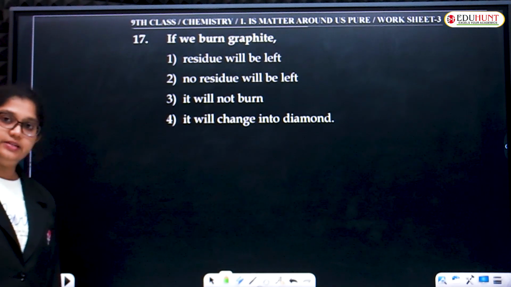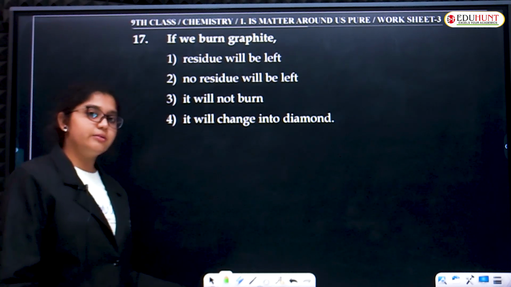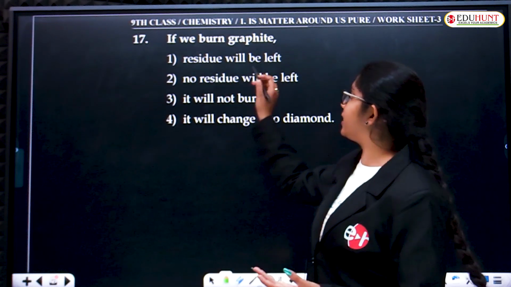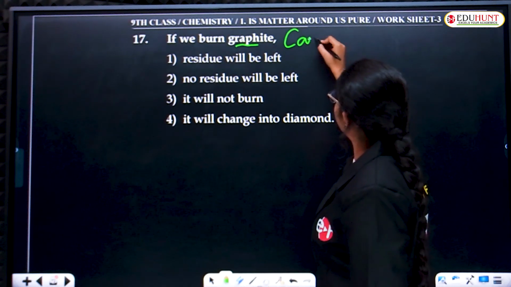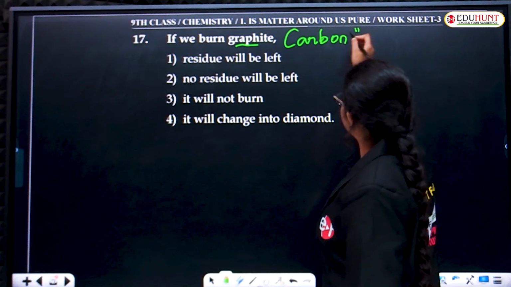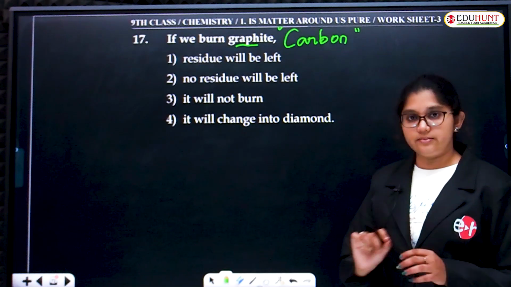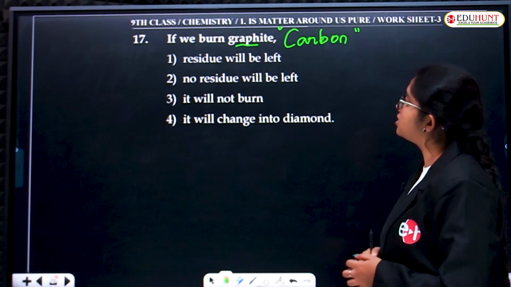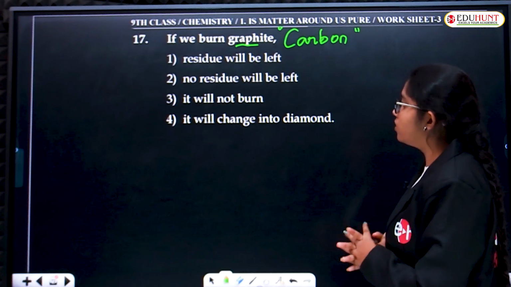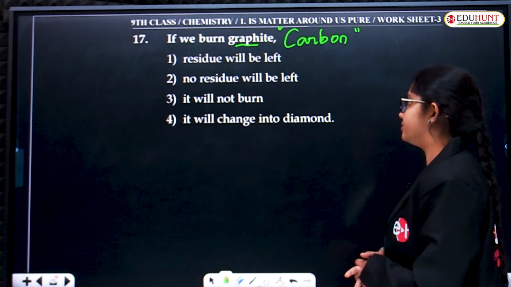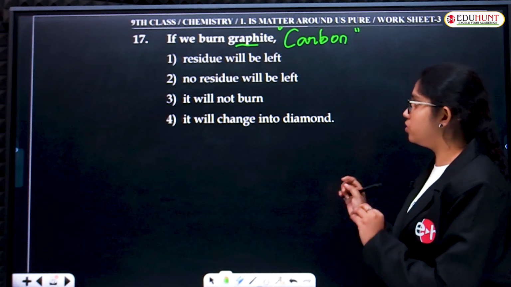Question number 17. If we burn graphite, children, graphite is nothing but is made from carbon, completely carbon. You know carbon? Yes, the non-metal carbon. Graphite is made from that carbon. Okay. So if we burn graphite, what happens? Residue will be left. No residue will be left. It will not burn. It will change into diamond. Now tell me what is the right option. Hope you don't know regarding this concept.